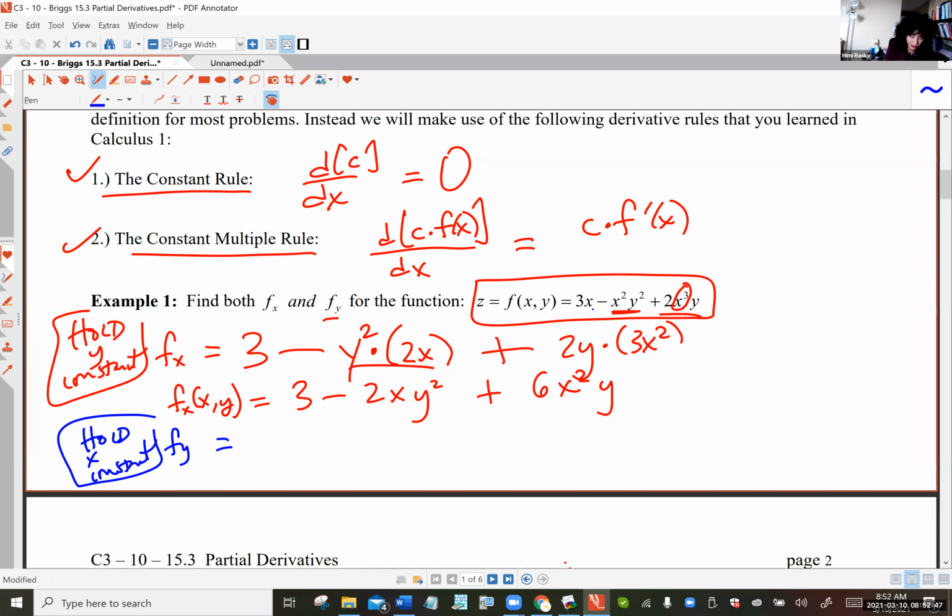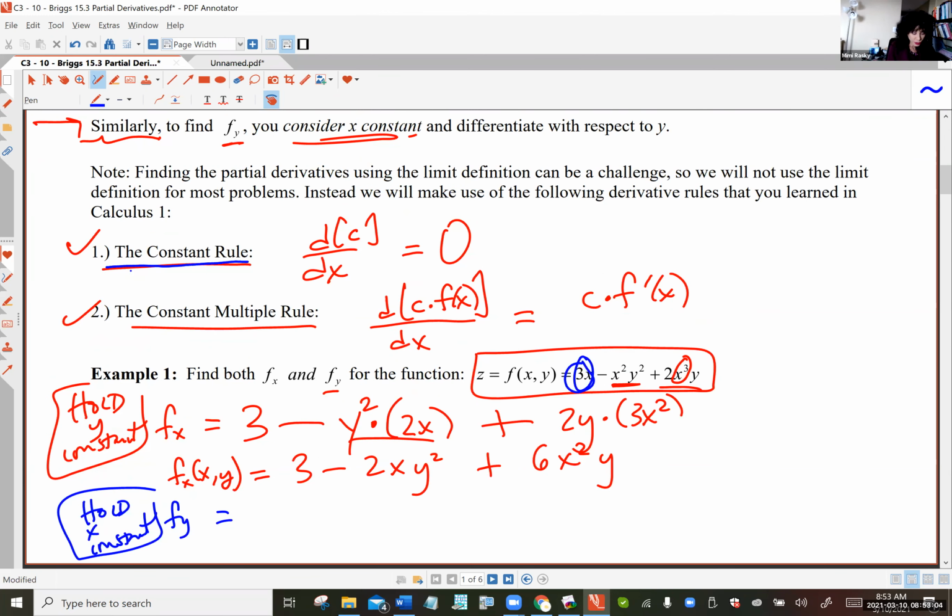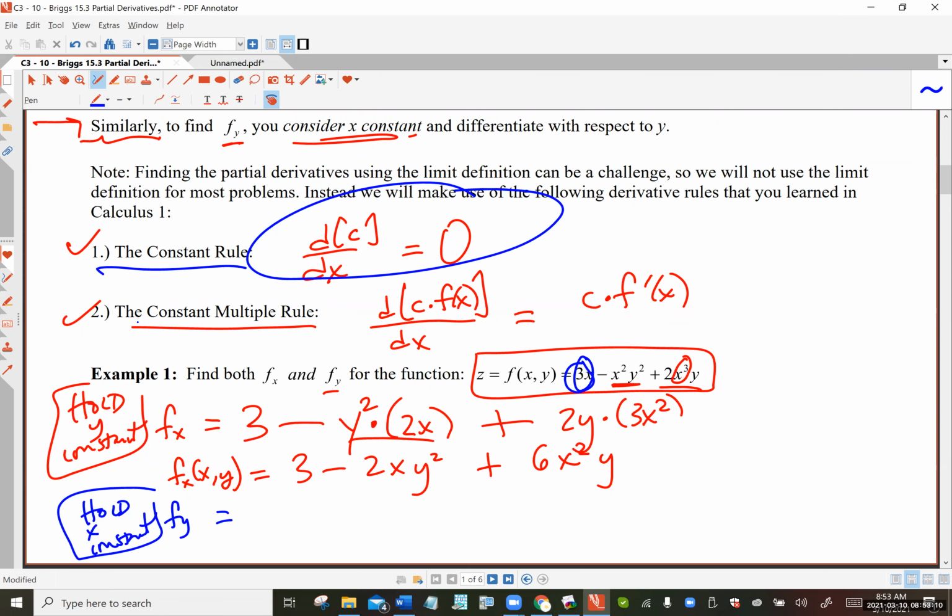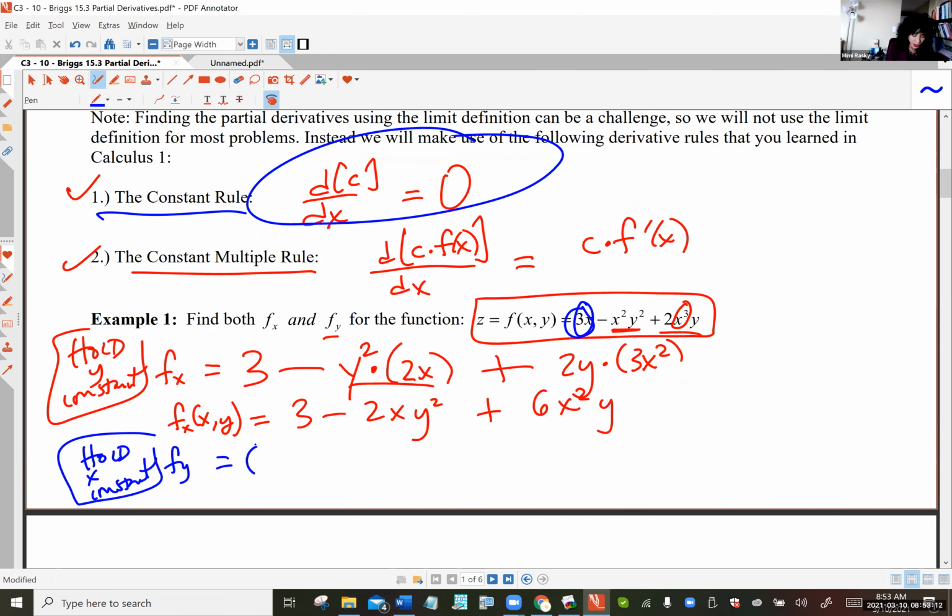What is the derivative of 3x with respect to y? Keep in mind that x just is like a pure number through our glasses. So then 3x just looks like a pure number with respect to y. So what does the constant rule say when you're differentiating a pure number? It's 0. So the first term's derivative with respect to y is 0.